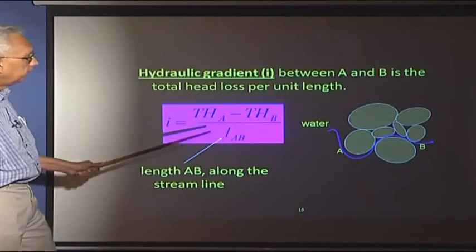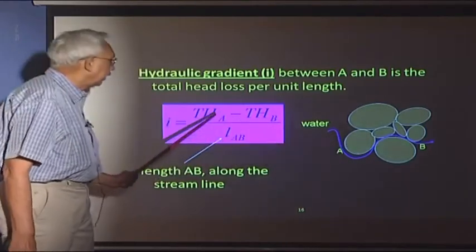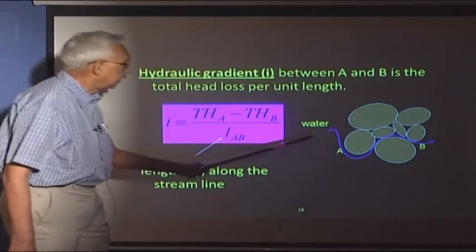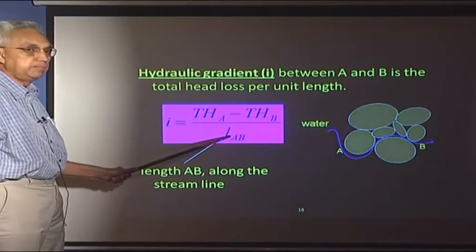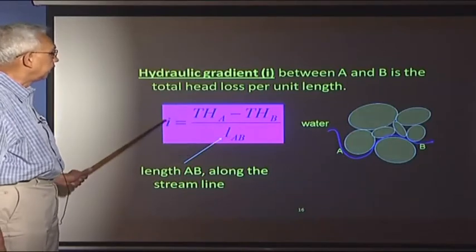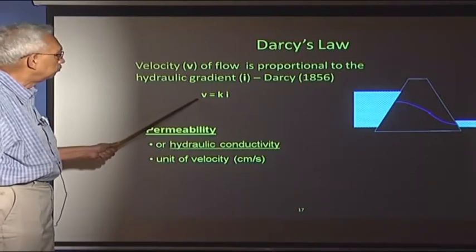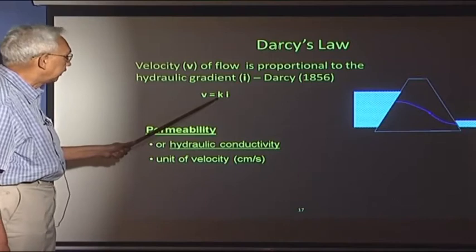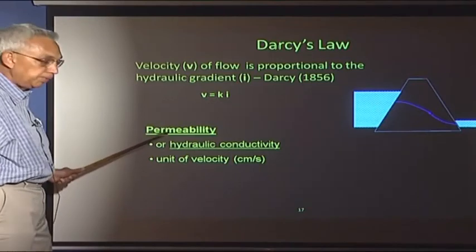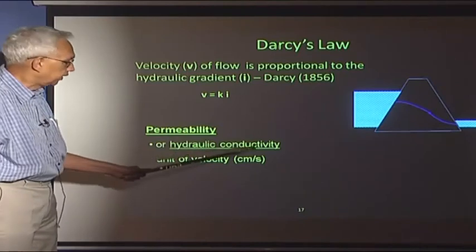So if I look at total head at point A and total head at point B, I take the difference and find the distance between these 2 points A, B. I divide by the length AB. I get the gradient here. Darcy said that the velocity is proportional to the gradient, and the constant of proportionality is called the permeability, or technically we also call it hydraulic conductivity.